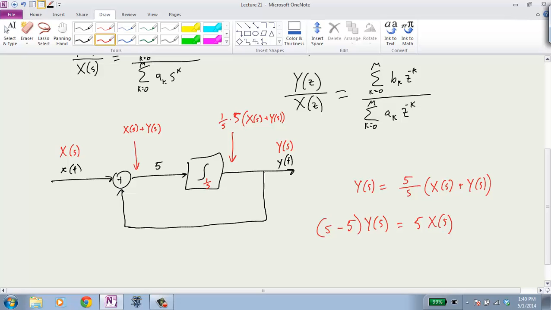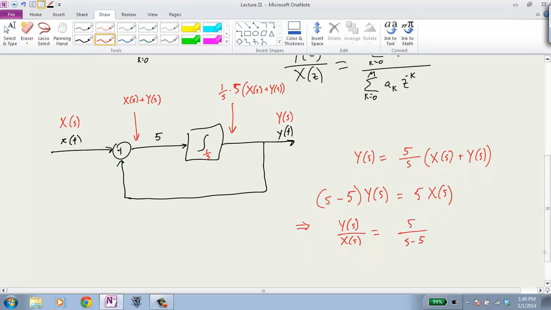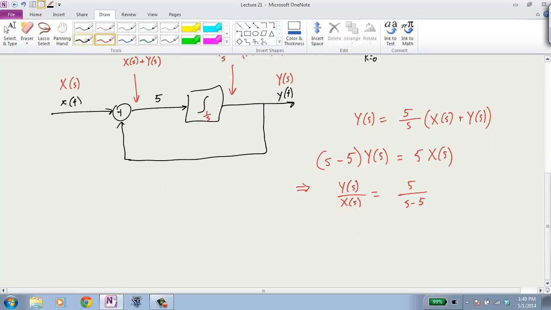So I multiplied both sides by s. Let's just check that. Yes. Subtracted the 5y of s from both sides. Therefore, this ratio is just 5 over s minus 5. And we saw that it has one pole, no zeros, and that one pole is located at s equals 5. Okay, so what can we conclude then about this system?